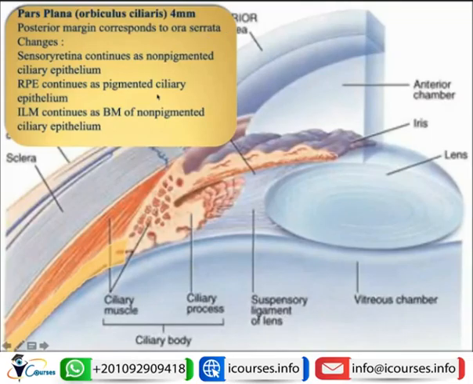There are important anatomical changes that occur at the pars plana. The neurosensory retina continues as the non-pigmented ciliary epithelium, while the retinal pigment epithelium will continue as the pigmented ciliary epithelium, and the internal limiting membrane will be continuous as the basement membrane of the non-pigmented ciliary epithelium. So this is again one of the changes that you need to know.